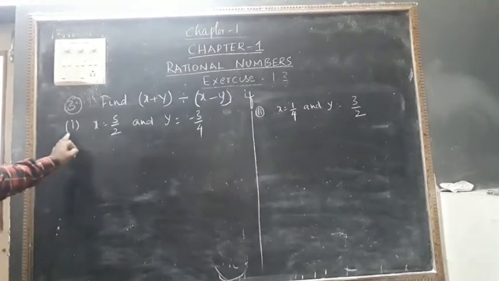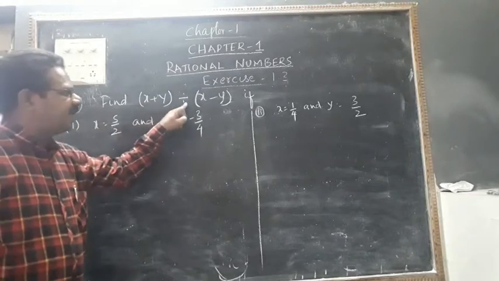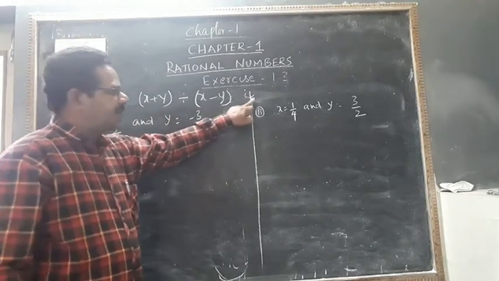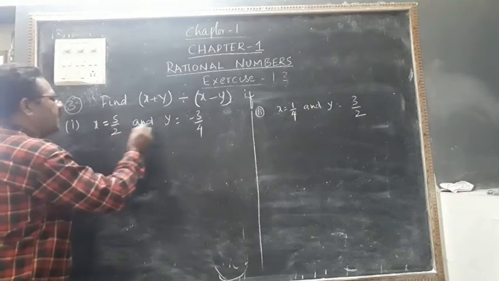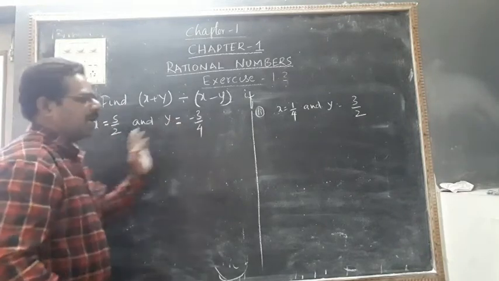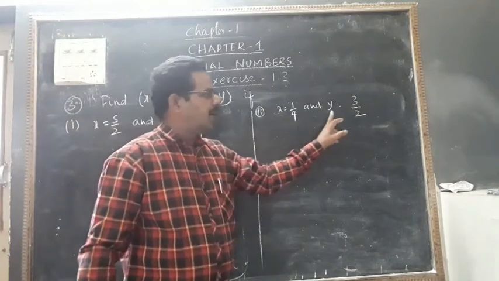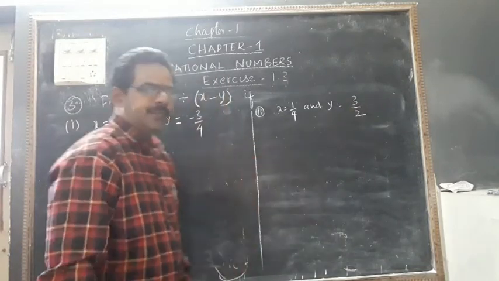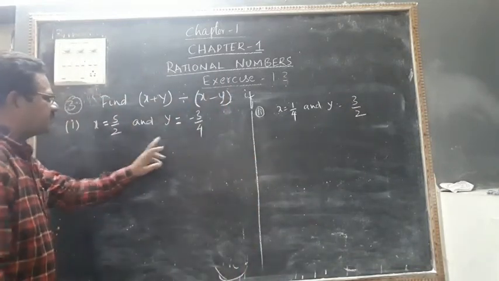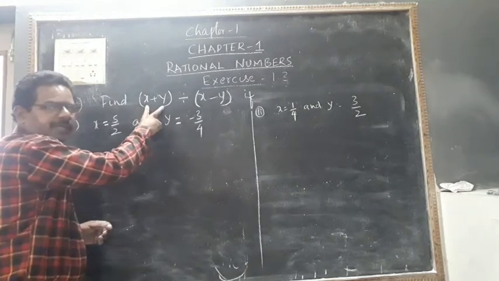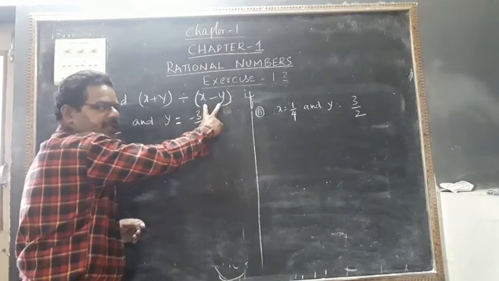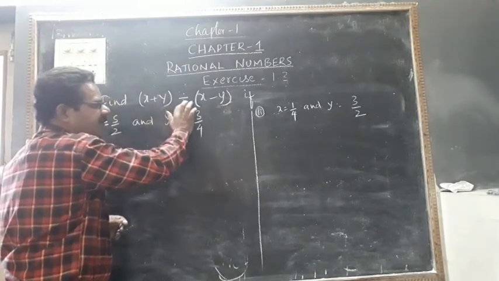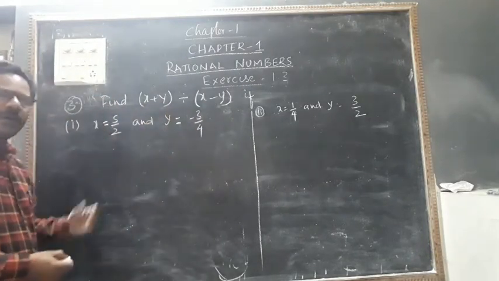See the next sum. Find x plus y divided by x minus y if x is equal to 5 by 2 and y is equal to minus 3 by 4. Like that, x is equal to 1 by 4 and y is equal to 3 by 2. X and y they have given. First we have to add the two fractions. After that we have to subtract the two fractions. Then the first result divided by the second result we have to convert.